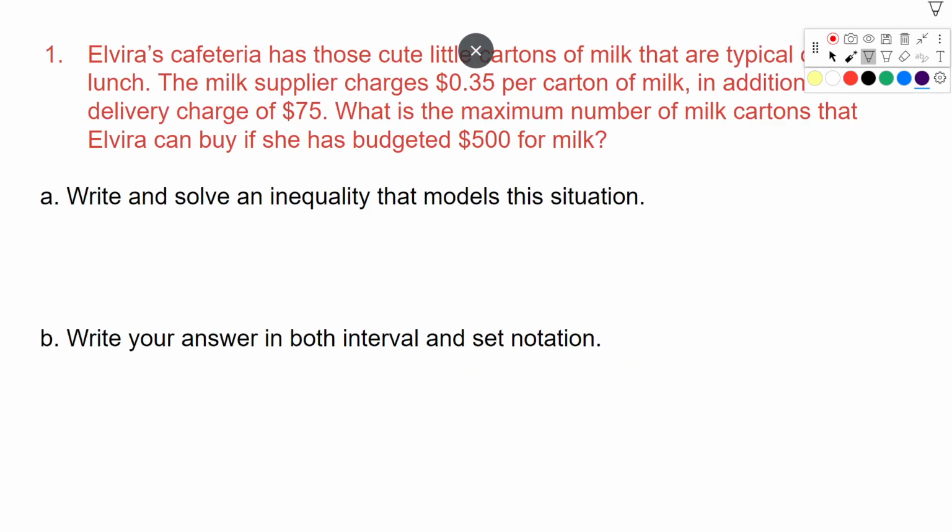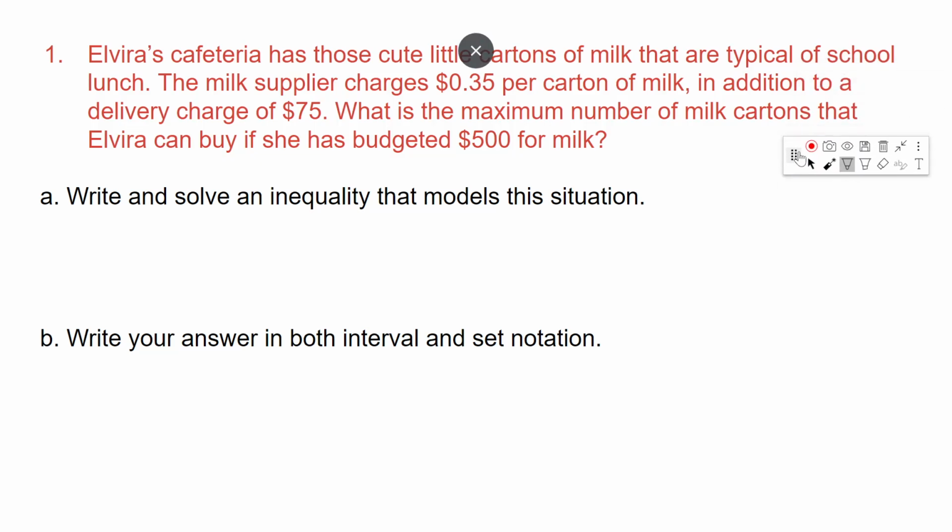So we have Elvira's cafeteria, just like we've been using in class. It has those cute little cartons of milk that are typical of school lunch. The milk supplier charges 35 cents per carton of milk in addition to a delivery charge of $75. I'm going to pause there and write the expression that fits that sentence. So 35 cents per carton, that's going to be 0.35x plus the $75 delivery charge.